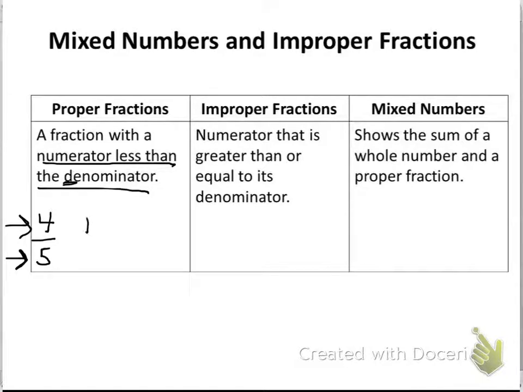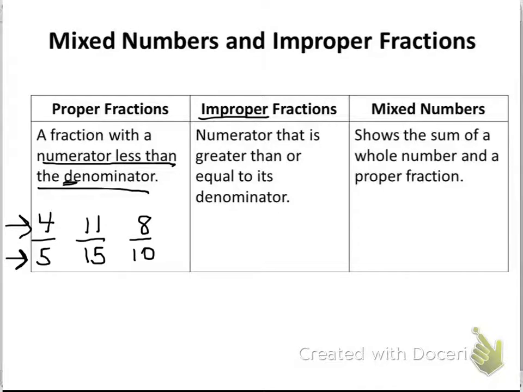The next one would be 11/15. Our numerator is 11 and it's smaller than the 15, so it is a proper fraction. One more. Let's do 8/10. Again, our numerator is smaller than the denominator. Okay, that's proper fractions. Now let's look at the opposite of that, improper fractions.